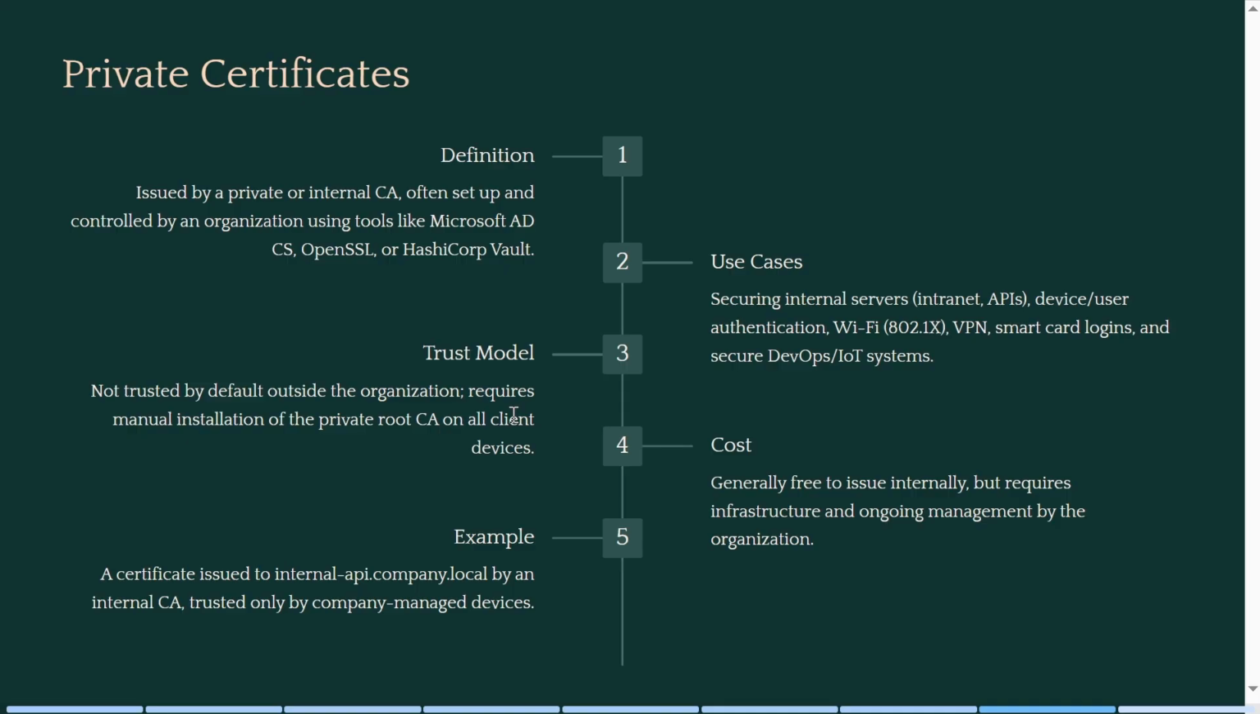Okay, if they want to access it, they will have to manually install the root, intermediate CAs and everything. They will have to build that trust, and they will be able to access that. Now, what is the costing? So these will be free. Free in the sense the certificate costs will be free because it's totally internal, but we will have to set up an entire PKI infrastructure for that. So that cost will be there, one-time cost, but the issuance cost will not be there.